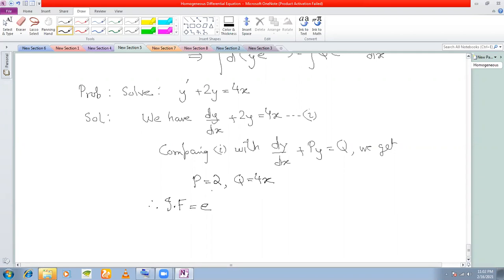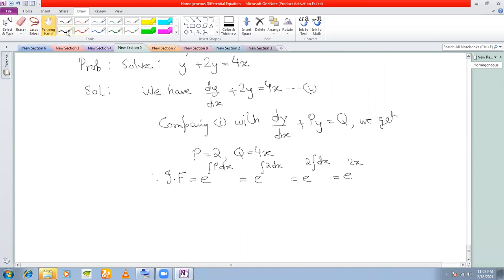Therefore, what is the integrating factor? E to the power of integral p dx. This is the integrating factor. So e to the power of integral 2 dx, that means e to the power of twice integral dx, that means e to the power of 2x. What is the integrating factor? E to the power of 2x.